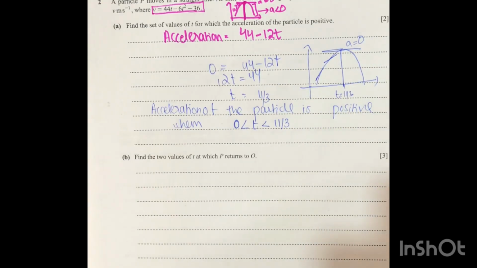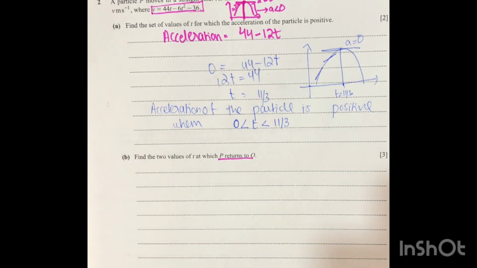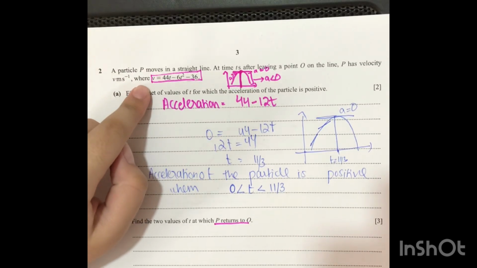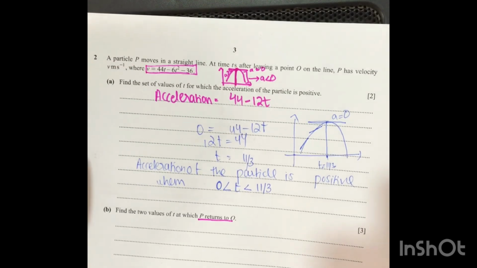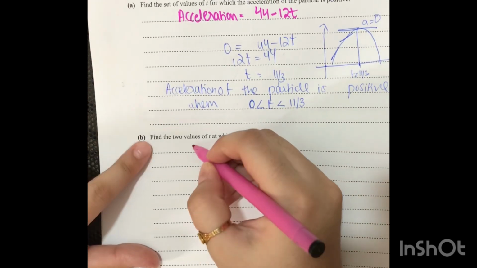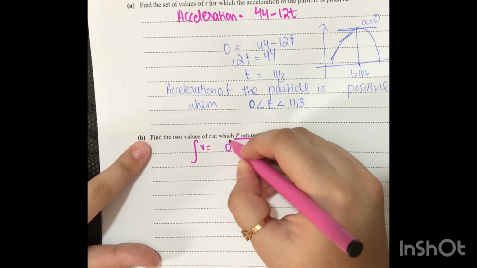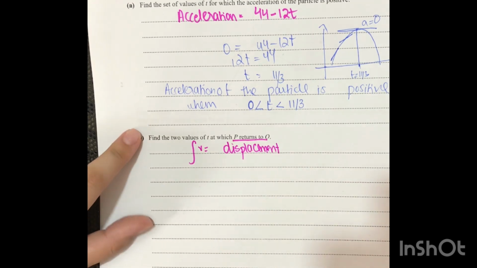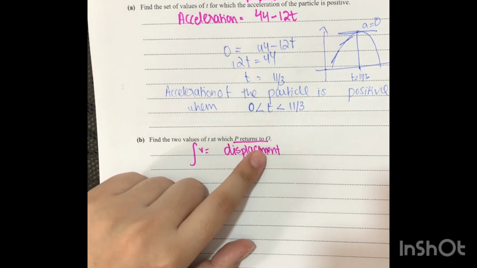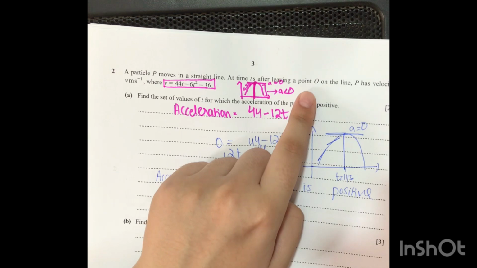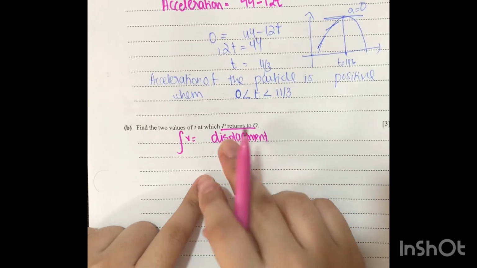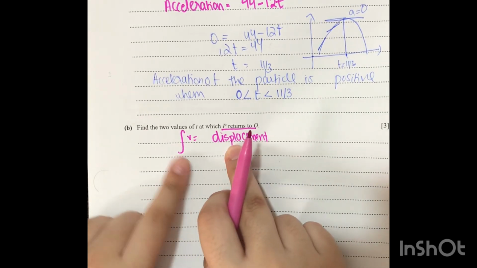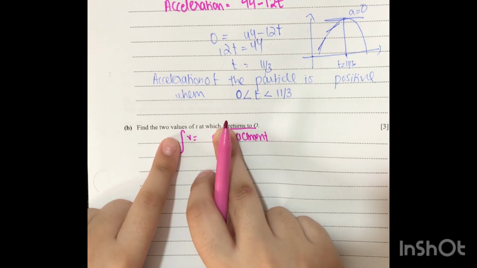So for part B, it says find the two values of t at which P returns to O. We are told that this is the equation for velocity, and we know that whenever we integrate velocity, we get the displacement. Why do we need the displacement? This is because they're asking us to find the time when P returns to O. Point O is the point of origin. So whenever the displacement is equal to 0, those will be the times when the particle P is at its point of origin.